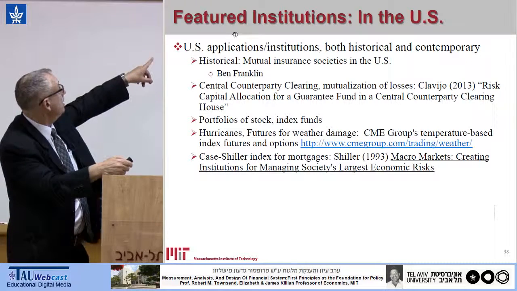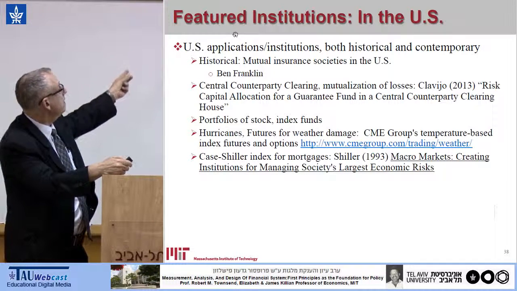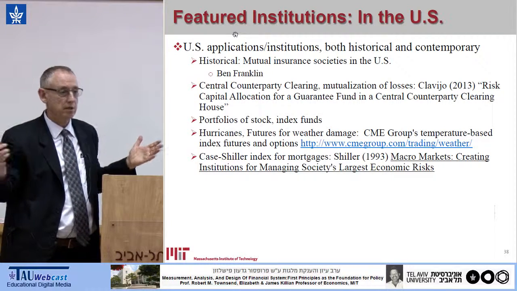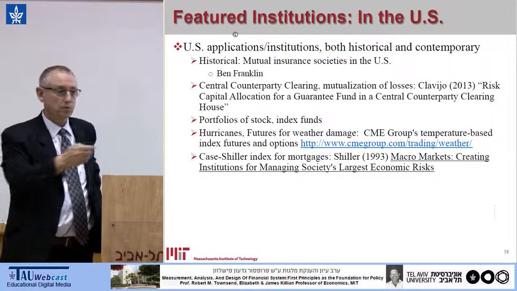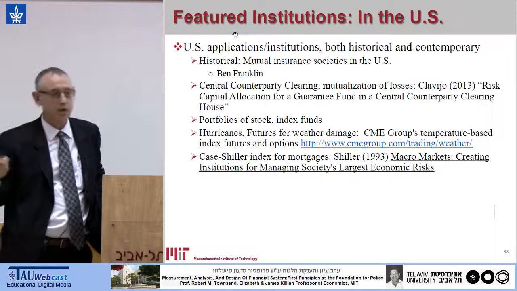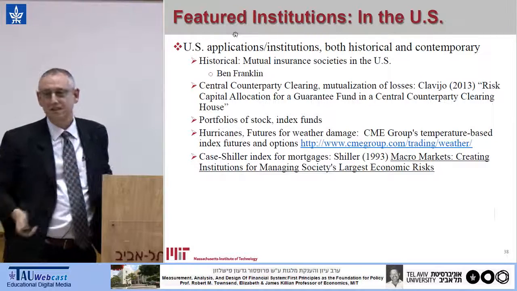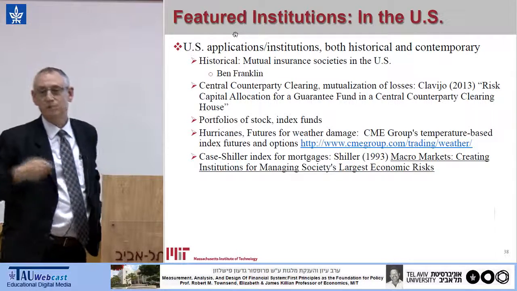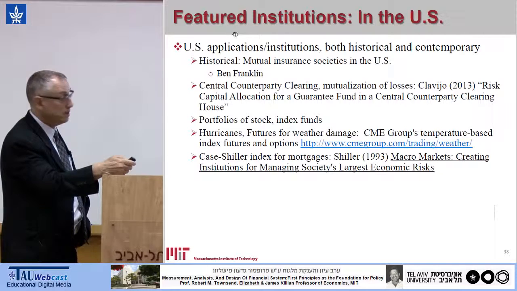I'd like to draw the link back to Ben Franklin. He introduced in Philadelphia these mutual insurance societies, and they're very much like Thai households sharing risk formally through an institution. By the way, you weren't allowed to plant trees on your yard because that's a moral hazard problem that would create more fires, and the fire company wouldn't get there in time, and there would be a loss, and it was a mutual scheme.